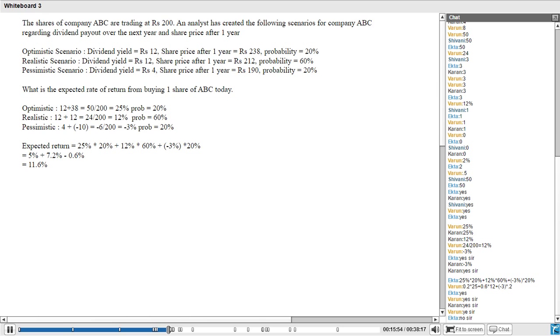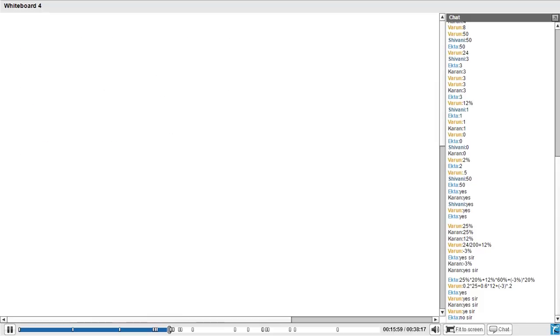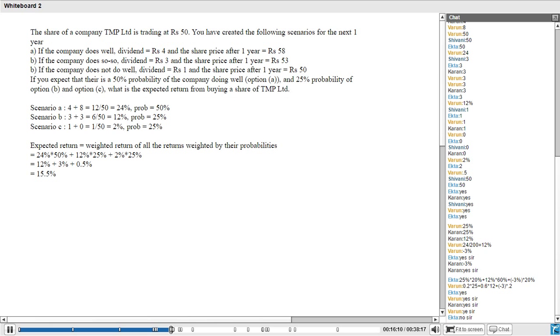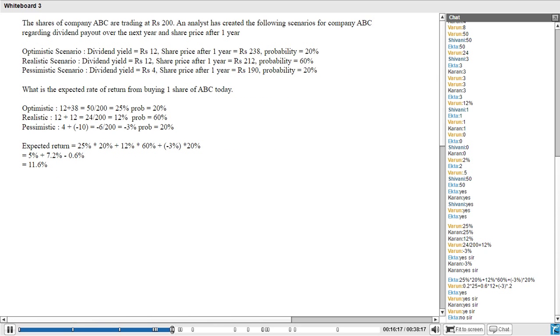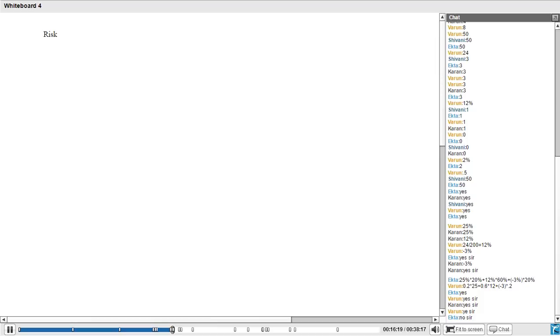Okay, so now let's move to our next topic, which is risk. We have noticed in the last two cases, in this case about company TMP and in ABC, that there are different scenarios for returns. So we really don't know what the return is. This variability in return is known as risk.